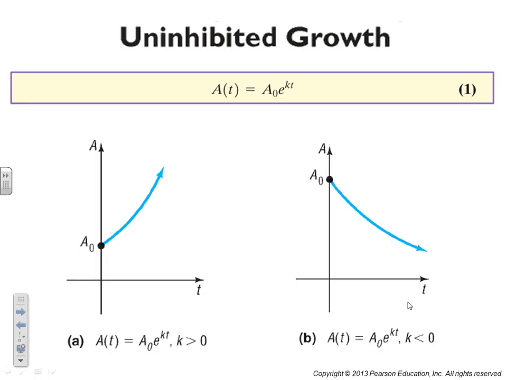A of t equals A sub 0 e to the kt. And true or false, we've seen this equation before? Okay. So when k is greater than 0, we have growth. When k is less than 0, we have decay.